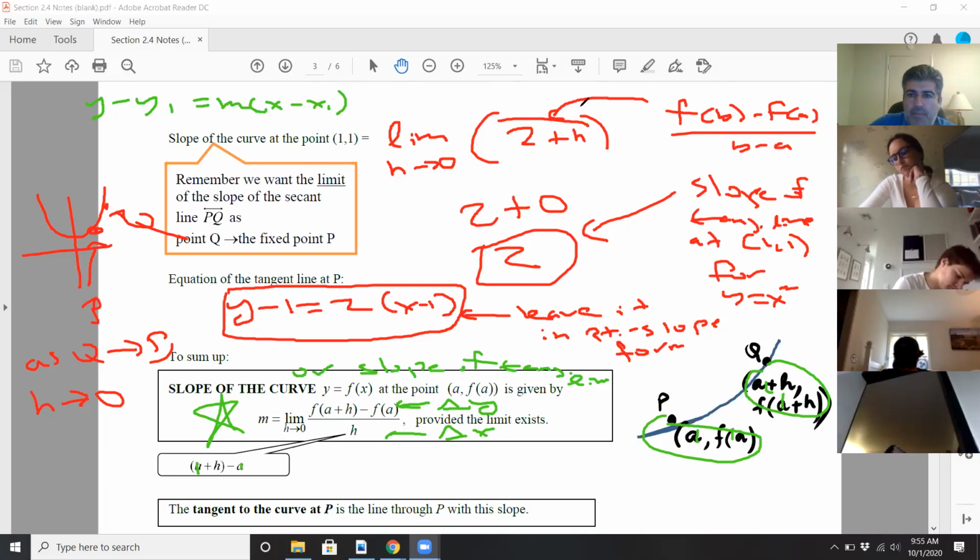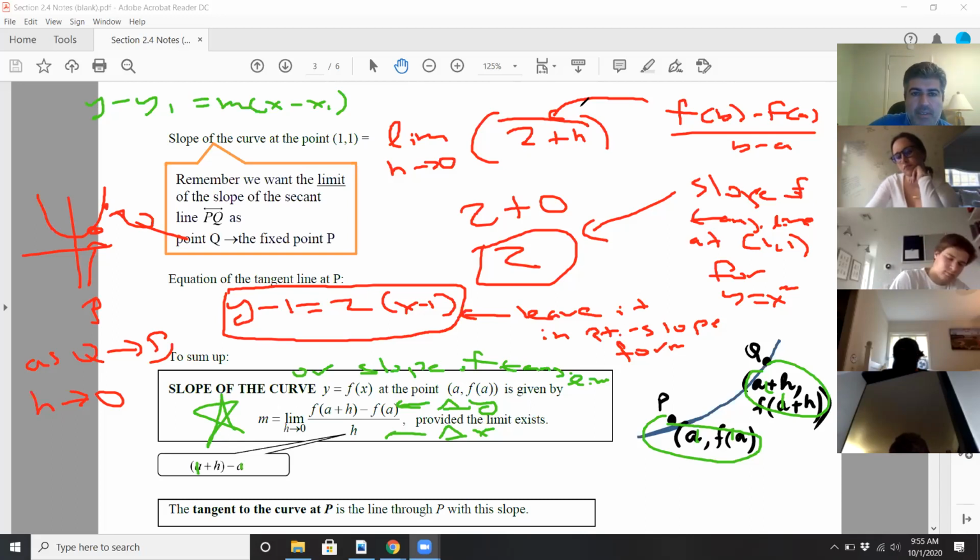There's a question in the chat. Please ask questions because this is a big moment for our class. The question is, does the limit of the slope of the secant line PQ equal the slope of the tangent line, the derivative? Yes, Eleanor definitely did a great job summing this up. Yes, when Q and P are getting close together.